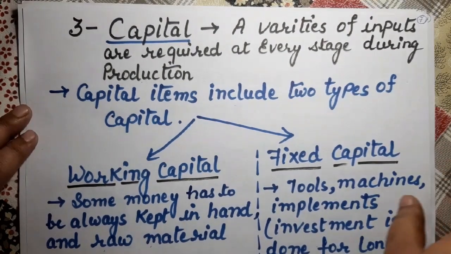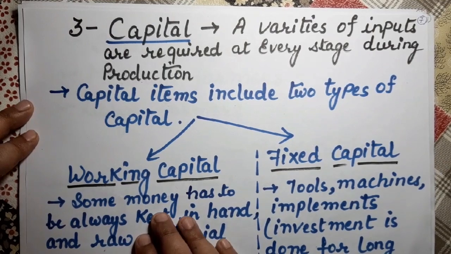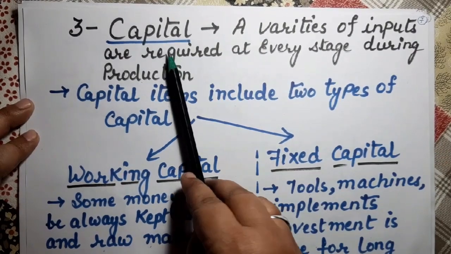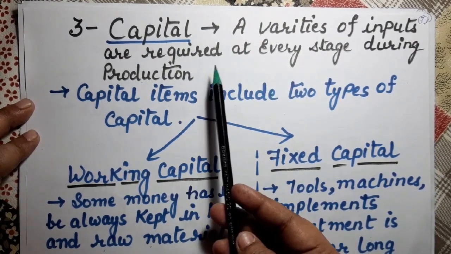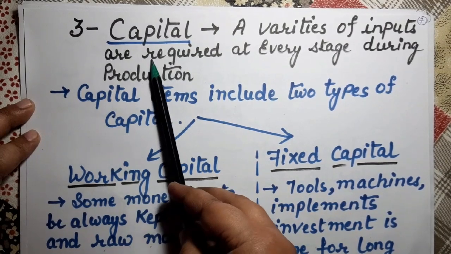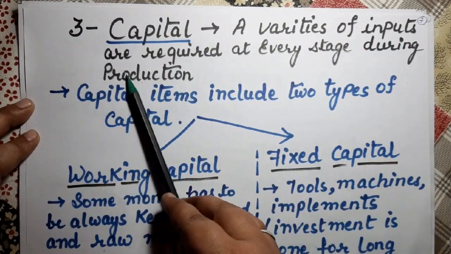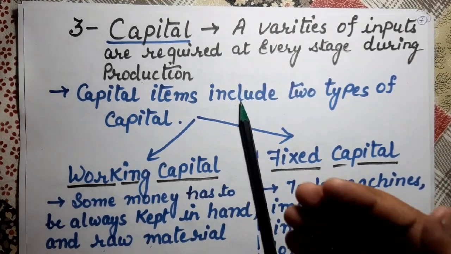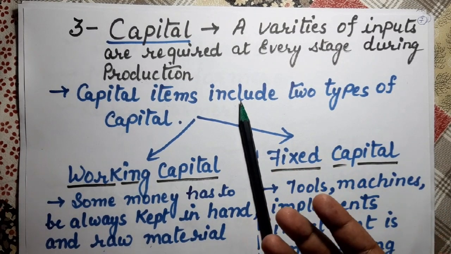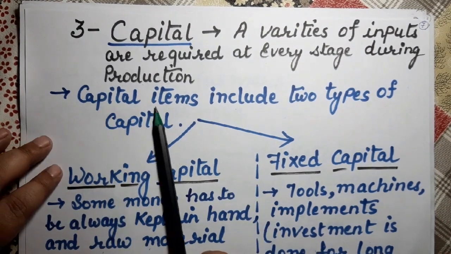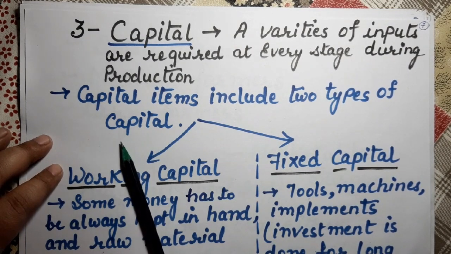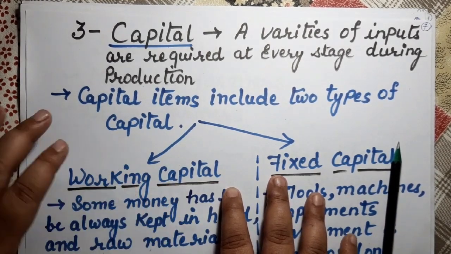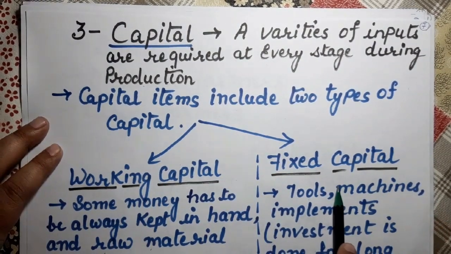Now, the third very important factor of production is capital. So what is capital? Money, the amount of money we are talking about here. A variety of inputs are required at every stage during production, and for that purpose we require money. Capital items include two types of capital. Capital is divided into two parts. What are these two parts? Working capital and fixed capital.